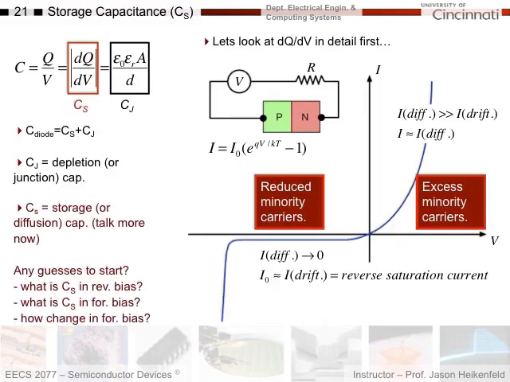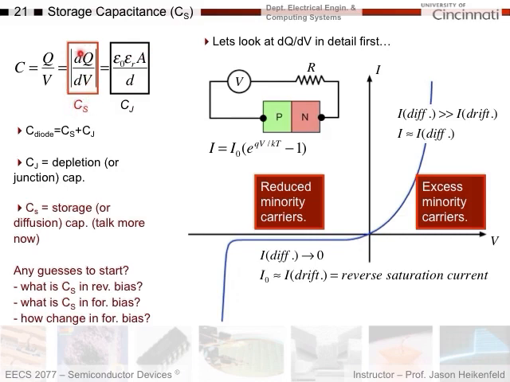Okay, now let's take a look at the second type of capacitance we talked about, storage capacitance. So we just derived an equation for depletion capacitance, right? Which is a classic metal dielectric metal type capacitor. Well, that was for reverse bias mainly. It turns out in forward bias, typically storage capacitance dominates.